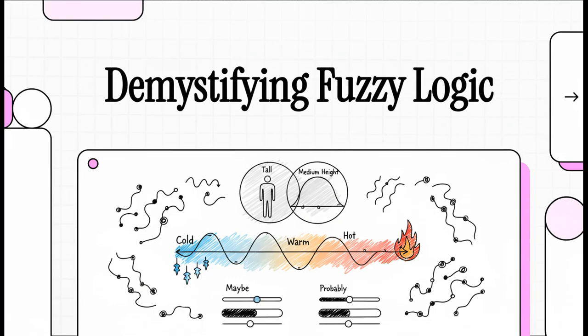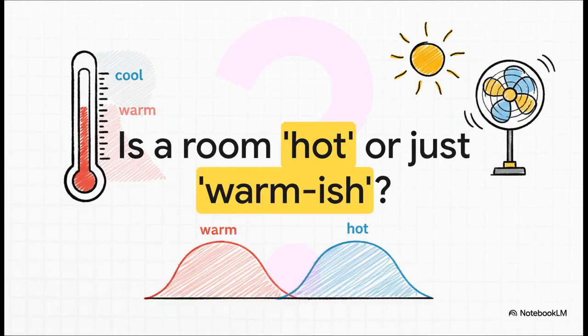Welcome to the explainer. Have you ever tried to describe something that isn't just a simple yes or no? Well, today, we're diving into fuzzy logic. It's this absolutely fascinating system that just embraces all those gray areas to help us talk about the world as it really is. Just think about it for a second.